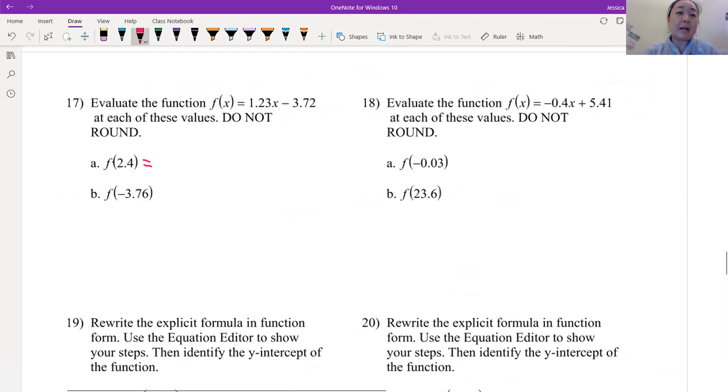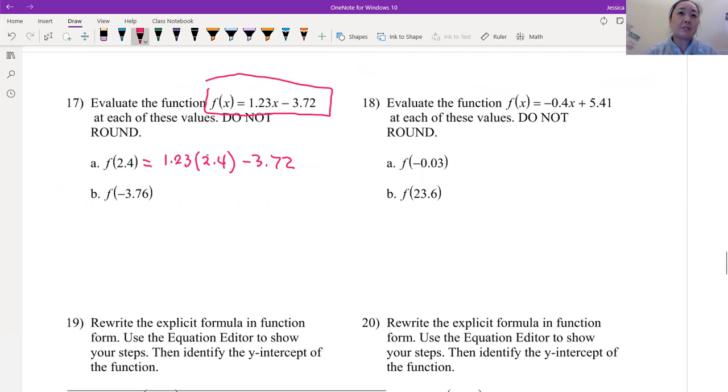So remember this f of x. This is referring back to this function right here. That's why we say f of x. So this f of x is that f of x, but instead of this x, we have a 2.4. So what are we going to do? We're going to replace anywhere you see the x with 2.4. So we're going to go 1.23 times 2.4 minus 3.72.